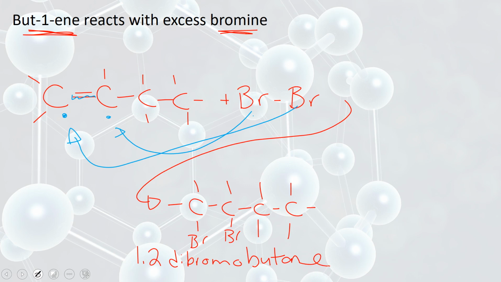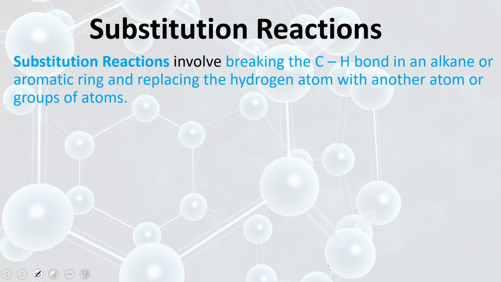So that's addition reactions. Everybody feel a little bit more familiar with that than yesterday? Okay. We're going to look at substitution reactions. If you're following along your notes, just grab those out.